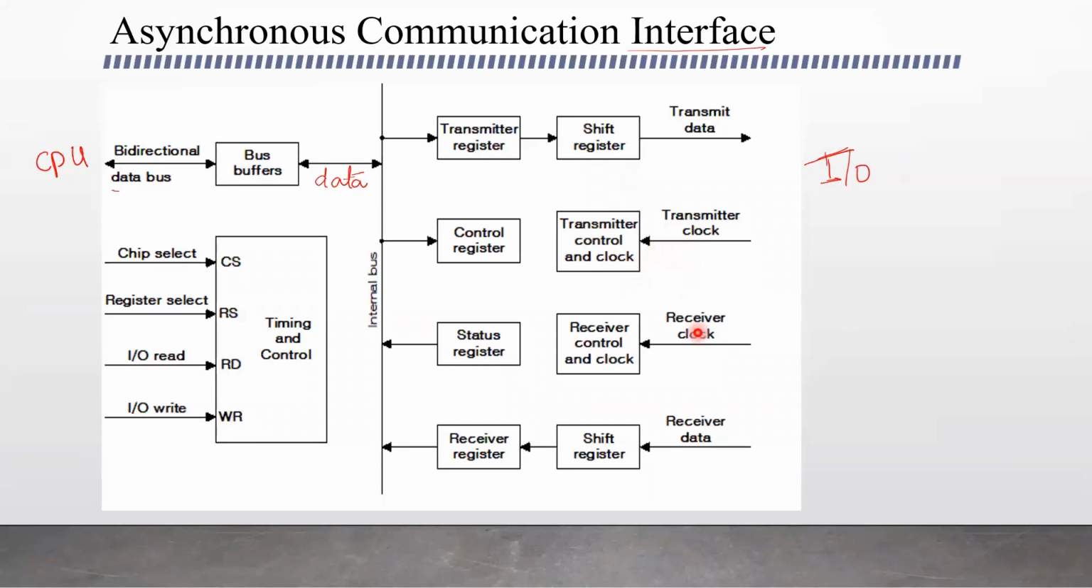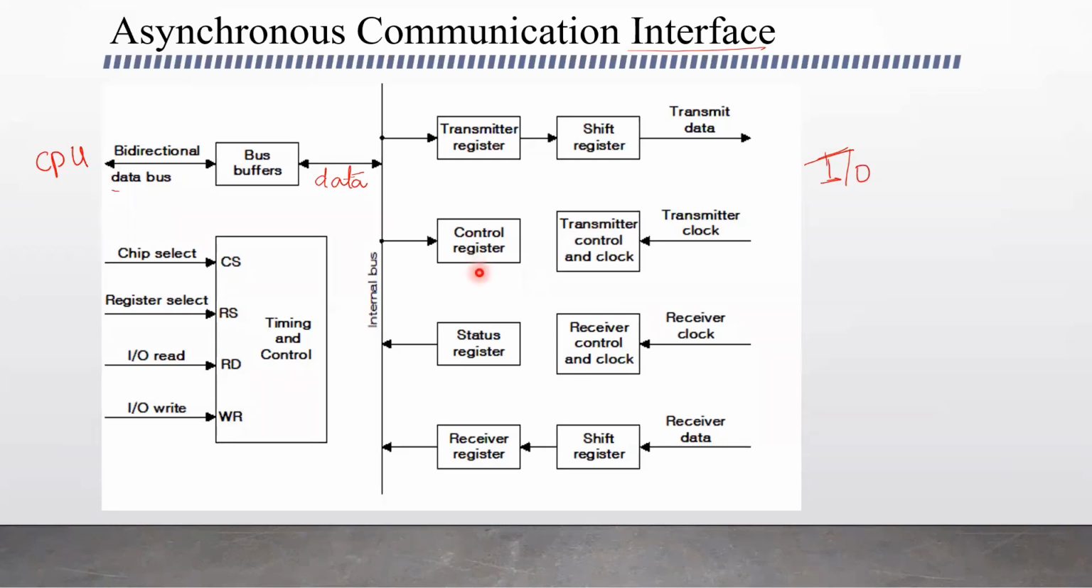And we have two clocks. The clock generators generate the clock signals, and this is an asynchronous interface. Asynchronous transfer means the two units are controlled by different clocks, their own clocks. Here the transmitter control and clock circuit, and the receiver control and clock circuit generate the clock pulses that control the transmission.